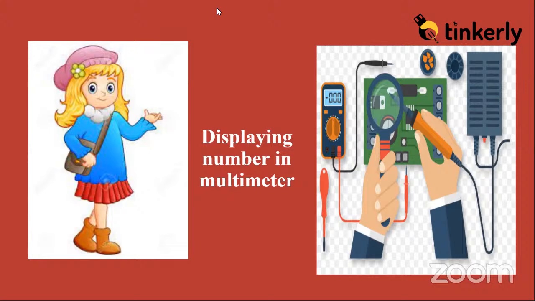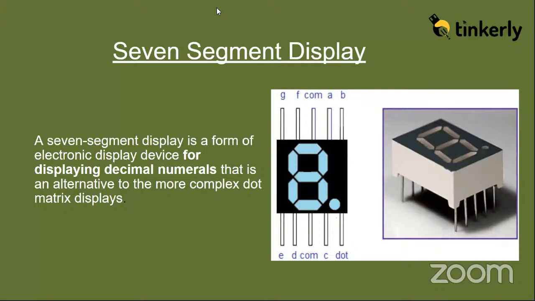There is a component which is able to display the numbers from 0 to 9. So what is a 7-segment display actually? A 7-segment display is a form of electronic display device for displaying decimal numbers, an alternative to the more complex dot matrix display. In the dot matrix display there are dots, LEDs. If you want to print the number 6, it prints in a curve. In a dot matrix display, if we miss any of the electrical connections, any LED connection, the number won't print properly.